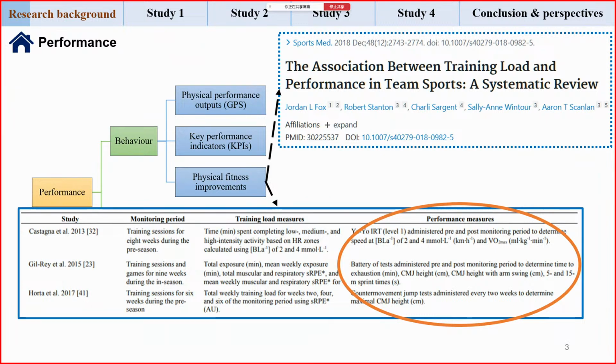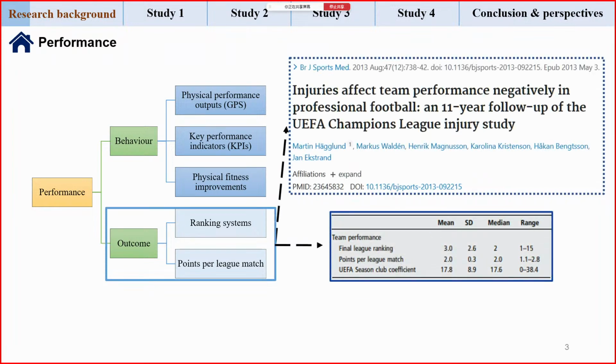Additionally, performance as a behavior can be evaluated through physical fitness tests, such as Yo-Yo IR1, counter movement jump, and maximal oxygen uptake. When performance is considered an outcome, it can refer to league rankings, match points, and other match results.